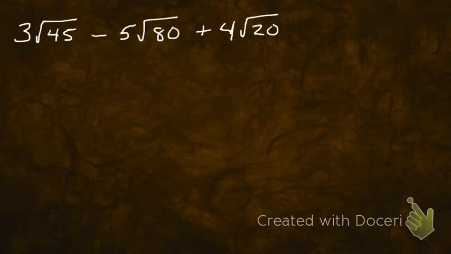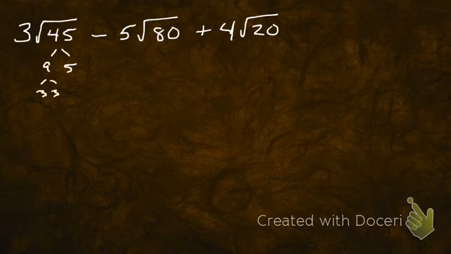With adding of roots, you're going to simplify each of the roots and then add them together if you can. And we'll talk about whether or not you can add them here in a second. So you simplify root 45.